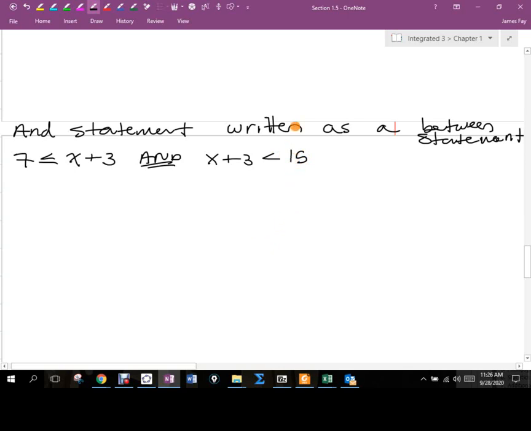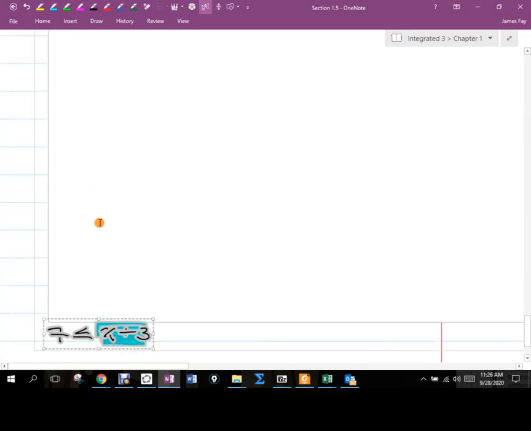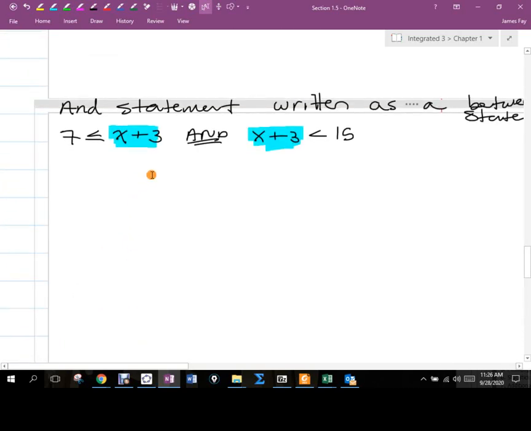Okay? Now, this is a little bit different than the last example that we did that had the word and in it, because what do you recognize about this part and that part of the two inequalities? They're the same? Okay? So, if they're the same, we should be able to do something like this. We should be able to take that phrase, that didn't work the way I wanted it to.